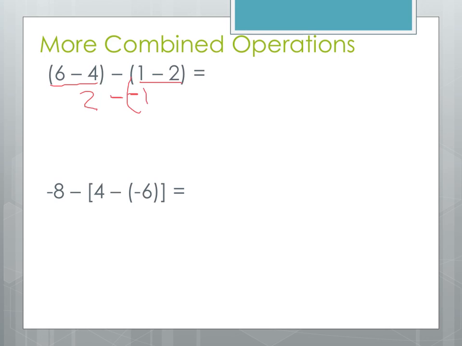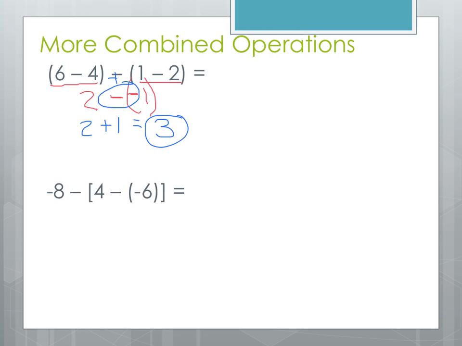And this is one of those cases where we might keep that number in parentheses. So we have a double sign here, right? A negative and negative. Those are the same, so it'll become plus. So when we rewrite this, we would get 2 plus 1, or 3.